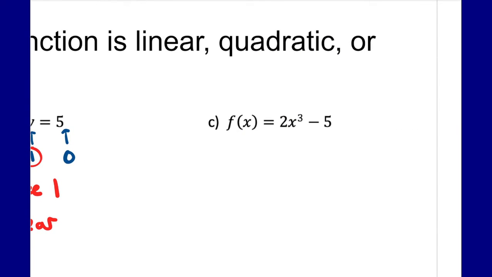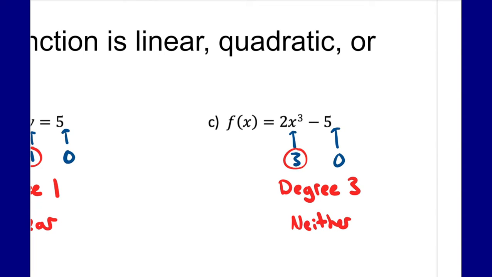If I look at the next one, look at the variable. I see the exponent 3. Looking at the variable for the second one, there is no variable, so that means it's an exponent 0 or degree 0. The highest degree is 3, so this polynomial, or function, has a degree 3, which means it is neither. So it's neither linear or quadratic. Technically it's a cubic function, but we won't touch on that in this course, as long as you know that it's not linear or quadratic.